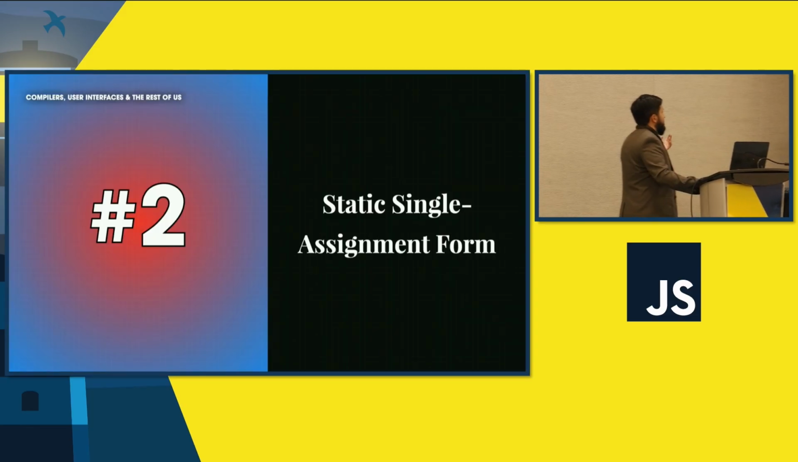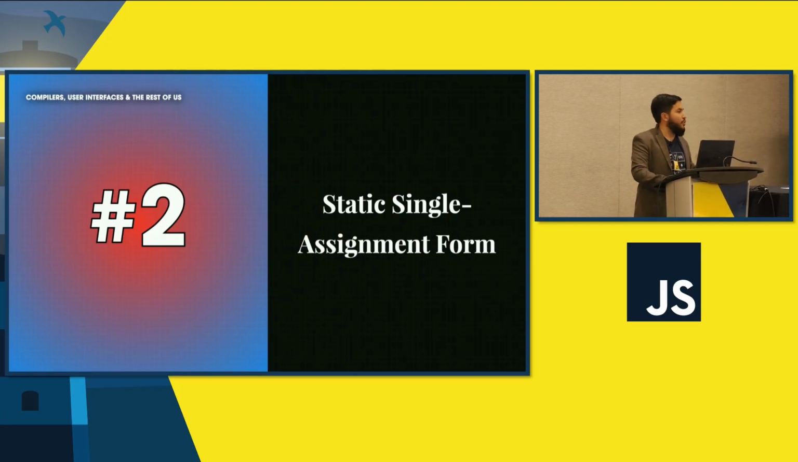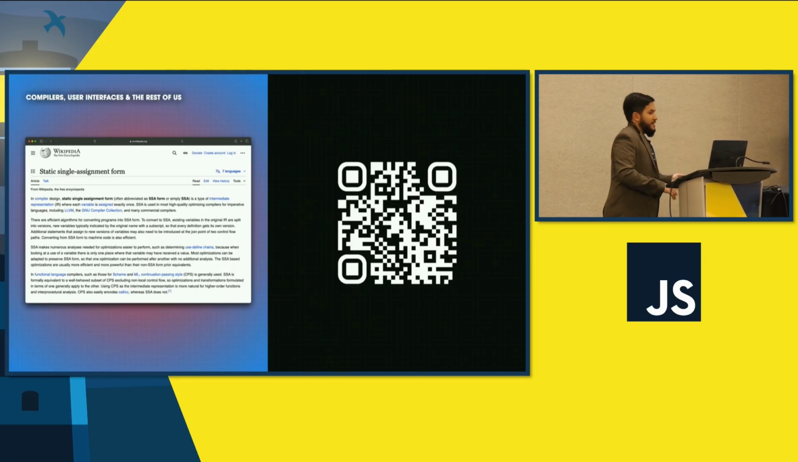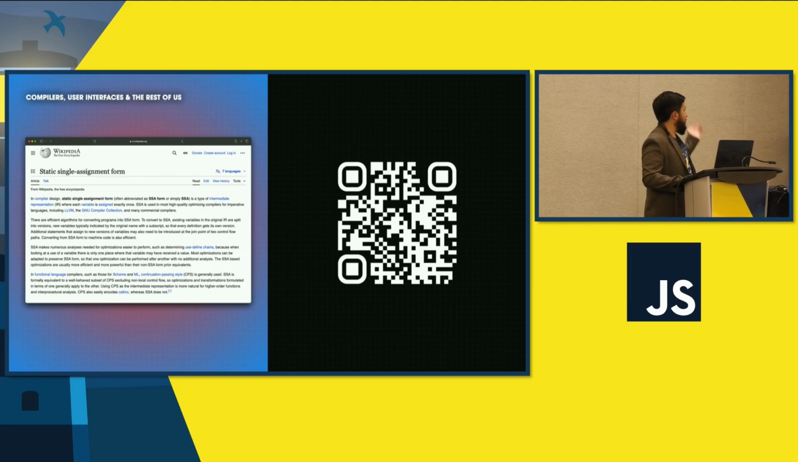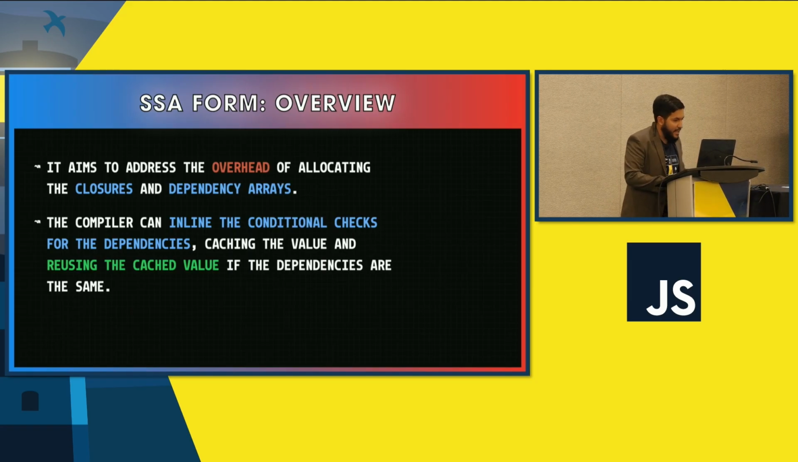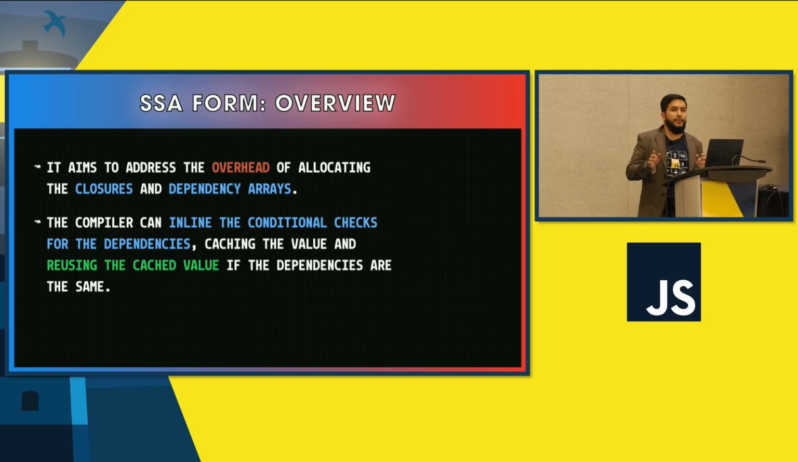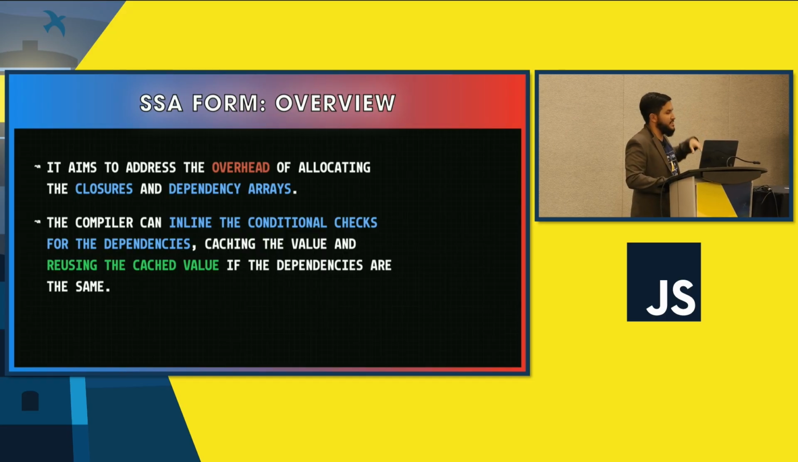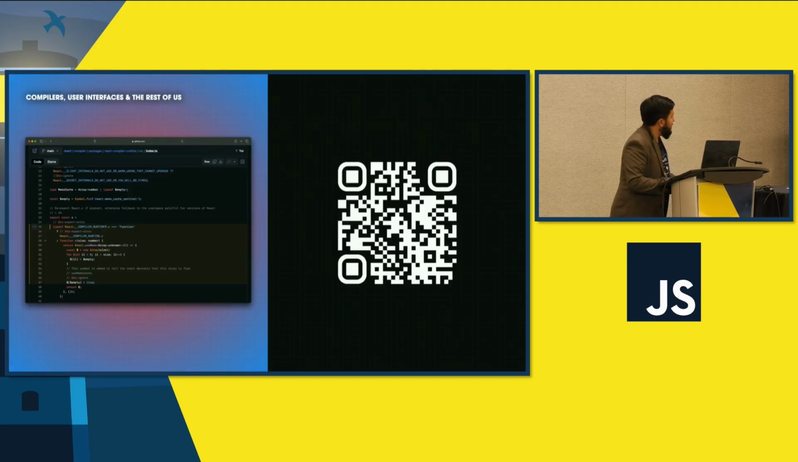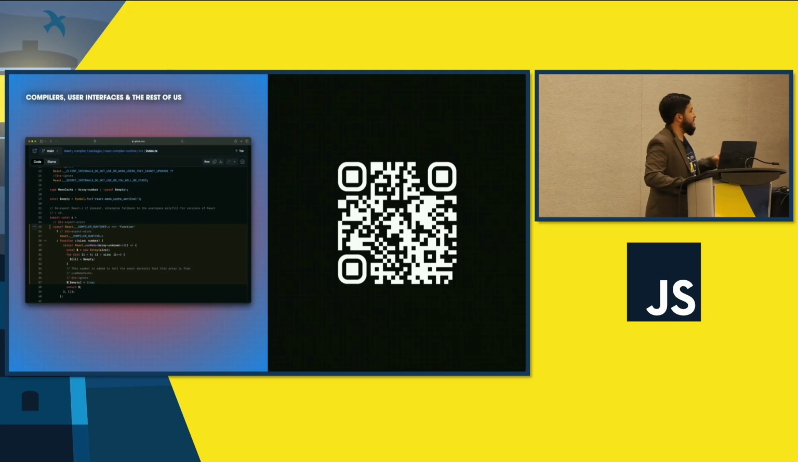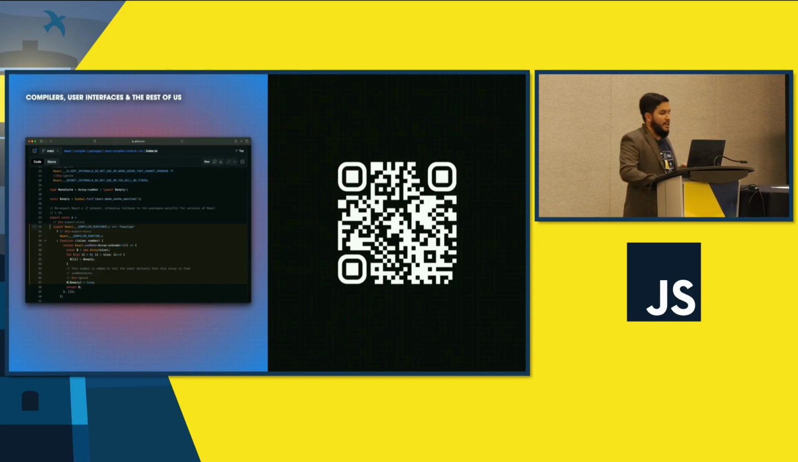Another one is called static single assignment form, or SSA form. Just like other compiler theory stuff, there's also a Wikipedia page about it. And basically, this optimization aims to address the overhead of allocating the closures and dependencies arrays. And it does so by having the compiler inline conditional checks for those dependencies, caching the values, and reusing the cached values if the dependencies are the same. You can find this not only in the source of the compiler, but in the source of the compiler runtime too.